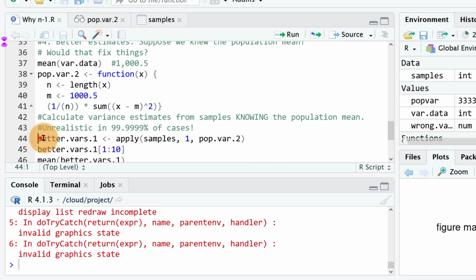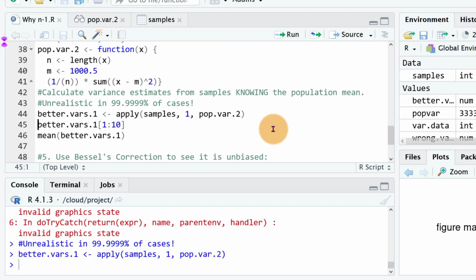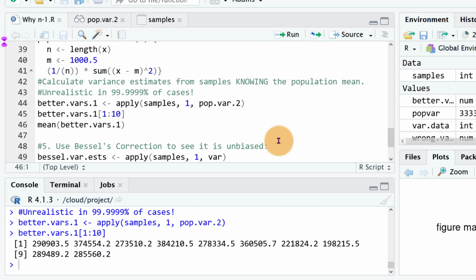So here we have better.variances.1. I'm going to apply that new formula where we assume we know the population mean. Control Enter. Let's just look at the first 10 items there. Okay, too low, too high, too low, too high, too low, too high, too low, too low, too low, too low. Okay, well, maybe it's not any better if we just look at those first 10. But this is why we do 1,000 estimates.